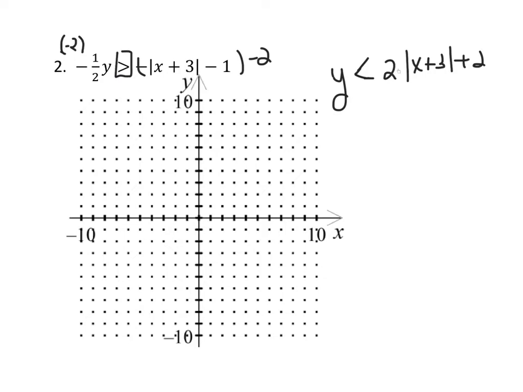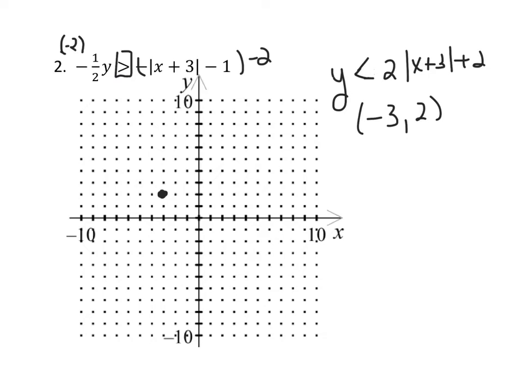plus 2. And I'm going to start by graphing my vertex, which is going to be -3. That comes from here. So remember, we have to change the sign to negative, and then +2. As you can see here, I've written the vertex -3, 2. And then I'm going to graph that point. That point's right here. The next thing I'm going to do is determine what my a value is. My a value for this inequality is 2, or 2/1.